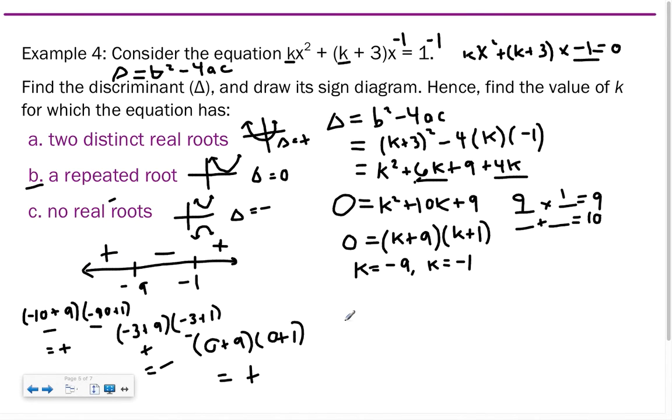Just to sum up our answers: our answer for A, two distinct real roots, is that k is greater than negative 1 or k is less than negative 9. Our answer for B, repeated root, is that k equals negative 9 or negative 1. And our answer for C, no real roots, is that k will be between negative 9 and negative 1.